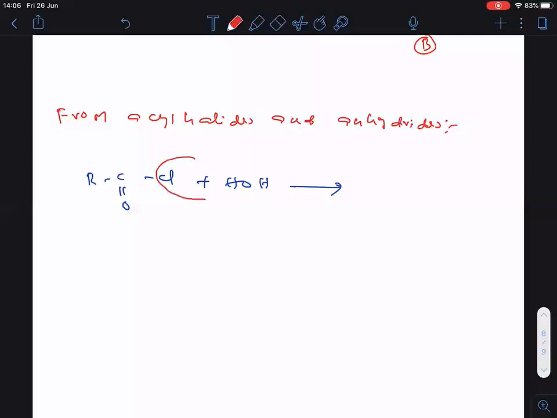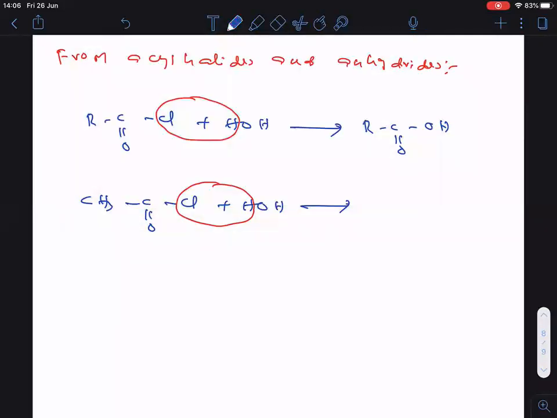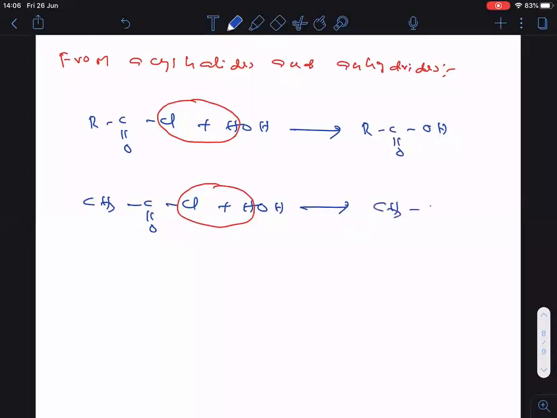Do one thing, remove the HCl part here. If you remove that part, what is left over here? RCOOH, carboxylic acid. For example, let me take CH3COCl. When it undergoes hydrolysis, HCl is removed out here. Followed. So what is the acid formed here? Ethanoic acid.